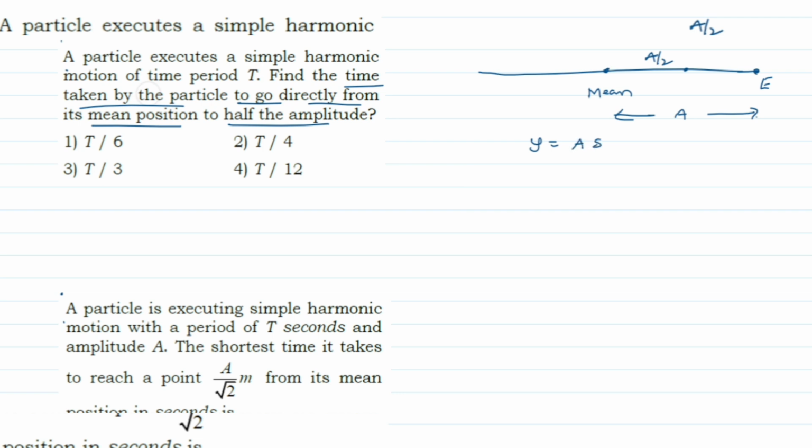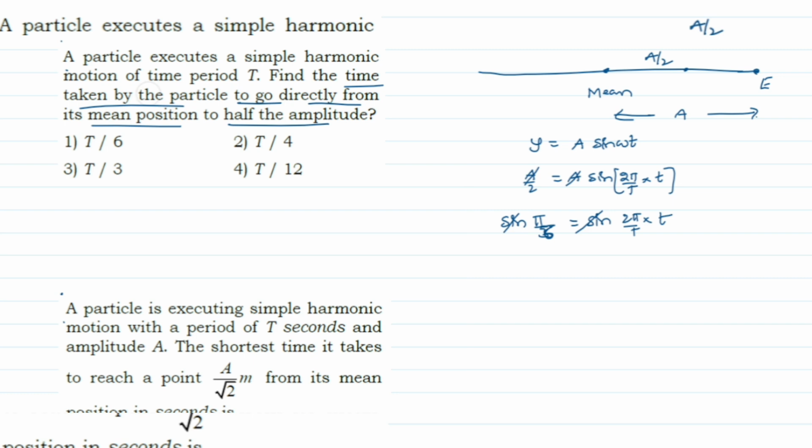you can write y = A sin ωt. So here y = A/2, which is equal to A into sin (2π/T) into t. Here A cancels, and on the left side you get 1/2. When you write 1/2 in terms of the sine function in radians, sin 30°, which is π/6, is 1/2. So sin π/6 equals sin (2π/T) into t.